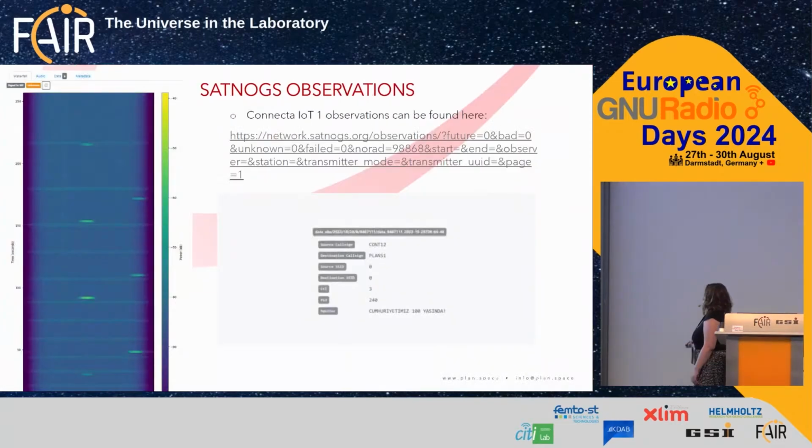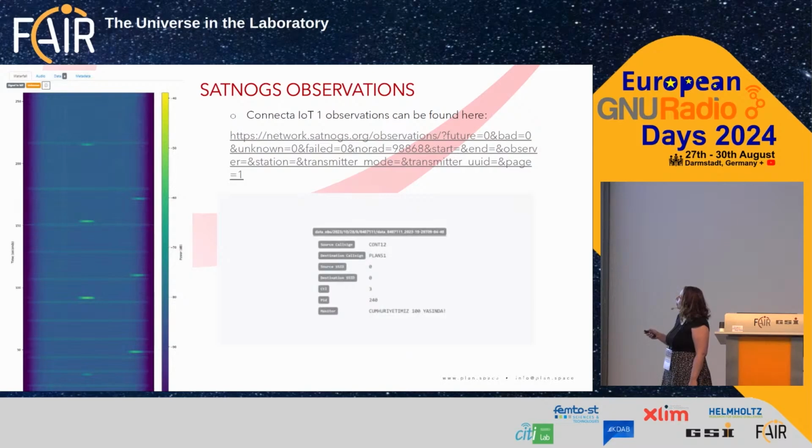So speaking of which, about the spectrums, we pre-plan some SatNOGS stations and we tune them for our satellite. I've added the link for Connecta IoT1 observations. You can just write Connecta and all of our satellites will show on the SatNOGS. And you can actually see the waterfall of it. There's actually an audio file. Well, it's not actually audio, but if you want to listen to the spectrum, you can as well.